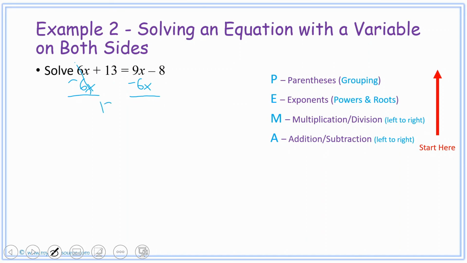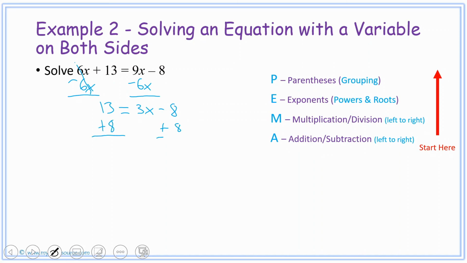That gives us 13 on the left side, and 9x subtract 6x is 3x, and we have subtract 8 that we bring down. We want the numbers on one side, so we do the opposite operation of the number we want to move. The opposite of negative is positive. We do it with the same number, and what you do to one side of the equation, do to the other.